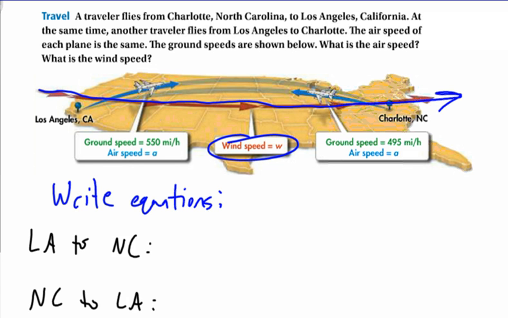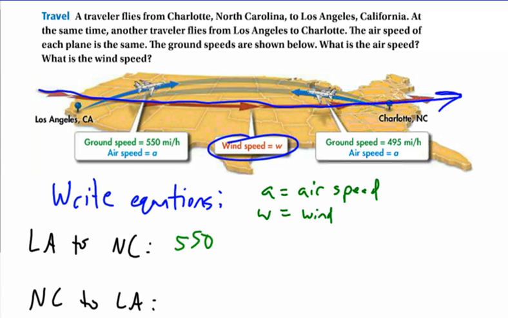So their airspeed is going to be whatever the wind speed is, plus whatever their ground speed is, the regular speed, plus whatever the wind would be. So if you're going from LA to Charlotte, you're actually going with the wind. So you'd be going 550 miles per hour according to that. Let's look at what our variables are. Well, our variables are airspeed and wind speed. So there you go. A equals airspeed. W equals wind.